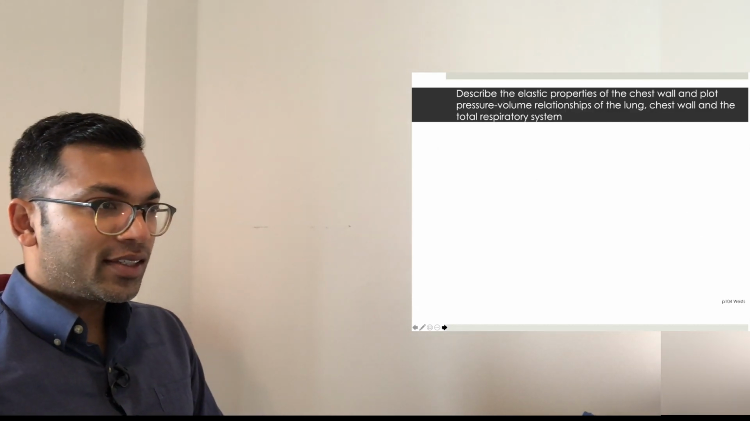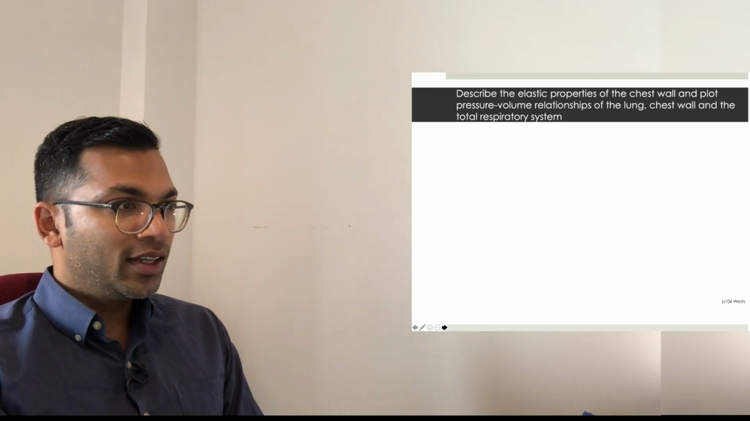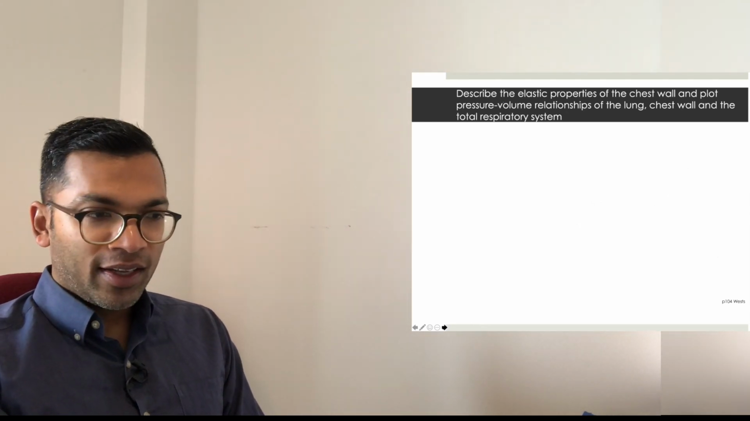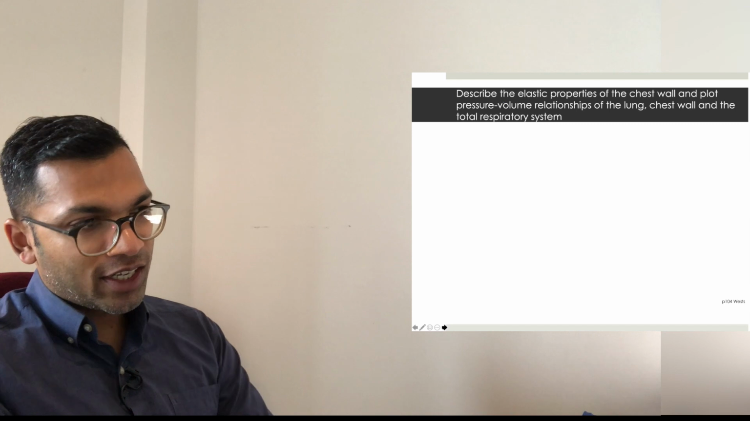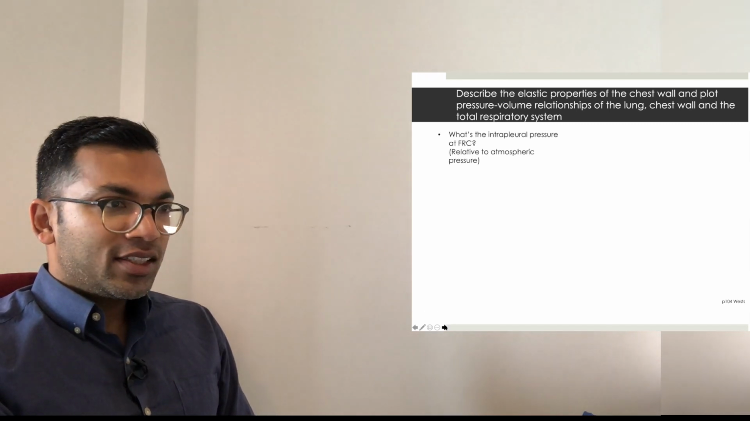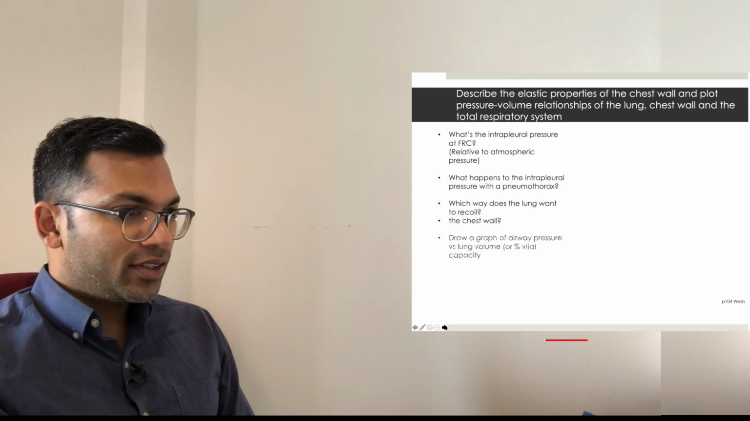So the next section here is describing the elastic properties of the chest wall and plotting the pressure-volume relationships of the lung, chest wall, and the total respiratory system. This was, I think, the seventh edition of West, page 104. Let's just go through a few of these questions.